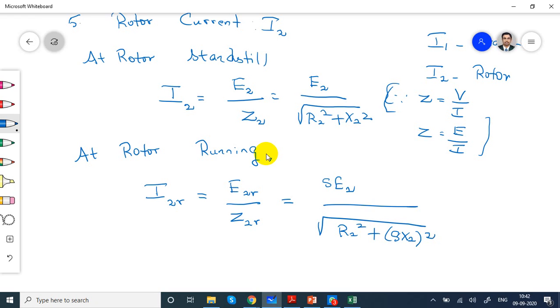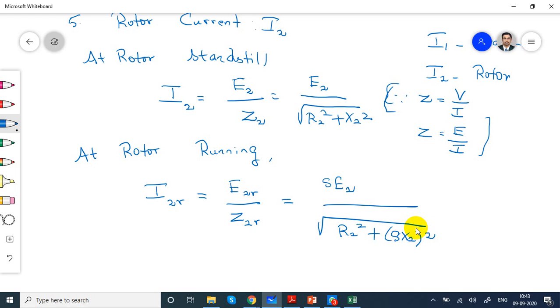So these are the 5 parameters which we discussed in today's class. The first parameter is the rotor frequency. The second parameter is the magnitude of rotor induced EMF. The third parameter is the rotor reactance. The fourth parameter is the rotor power factor. The fifth one is rotor current. The first parameter, rotor frequency: Fr equal to S into Fs.